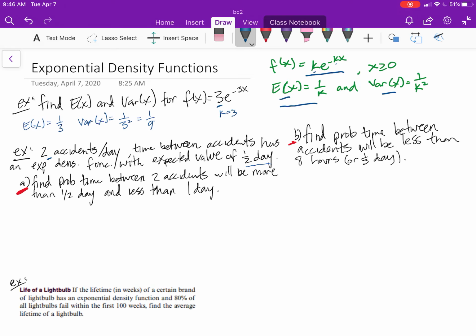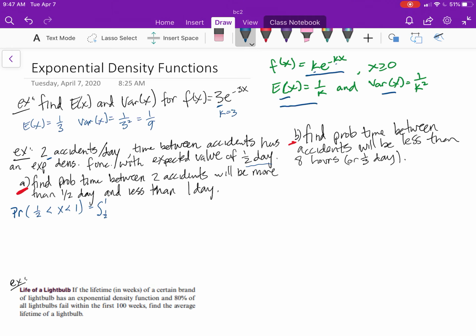Anyways, let's set this up. So part A is find the probability the time between 2 accidents will be more than 1/2 a day, but less than 1 day. Right? So we're now in probability form, the probability that x is between 1/2 and 1. Probabilities go to integrals, right? We integrate a continuous random variable, which an exponential density function is. So 1/2 to 1, we need the function though.